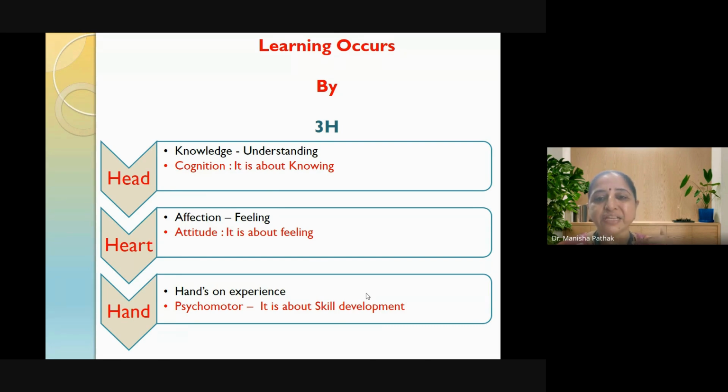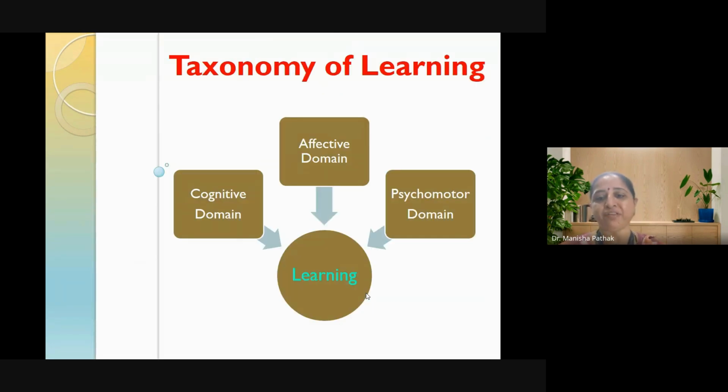Now, if this type of learning is to be done, we can summarize that learning occurs in three domains: cognitive domain, affective domain, and psychomotor domain. What's the meaning of psychomotor domain, friends? Psychomotor means, as the term says, psycho and motor, there is mind-body coordination, skill development.